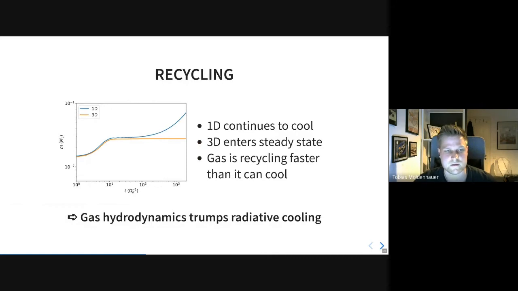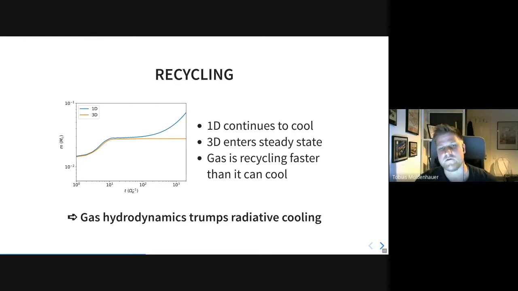And now if we look at the mass inside the Hill sphere for those two simulations, the blue line is the 1D simulation and the orange line is the 3-dimensional simulation. Then you can see that in 1D, because the atmosphere continues to cool, it continues to accrete more gas, and therefore the atmosphere becomes more massive over time, as you can see here. But the orange line eventually becomes constant in time and enters a steady state.